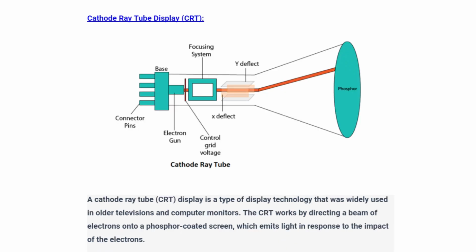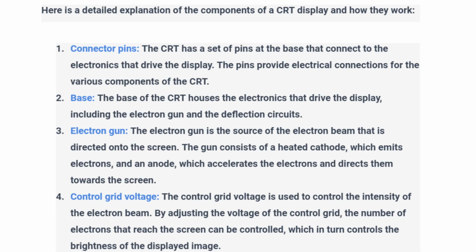Cathode ray tube display. A cathode ray tube, CRT, display is a type of display technology that was widely used in older televisions and computer monitors. The CRT works by directing a beam of electrons onto a phosphor-coated screen, which emits light in response to the impact of the electrons. Here is a detailed explanation of the components of a CRT display and how they work.